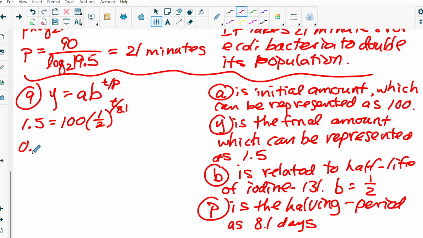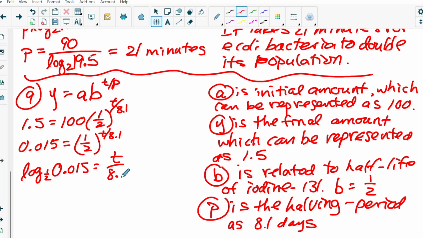Okay, so let's divide both sides by 100. That's 0.015 equals 1/2 raised to the exponent t divided by 8.1. Let's do log base 1/2 of the argument 0.015 equals t divided by 8.1. Multiply both sides by 8.1, so I have 8.1 log base 1/2 of the argument 0.015 equals my time value.